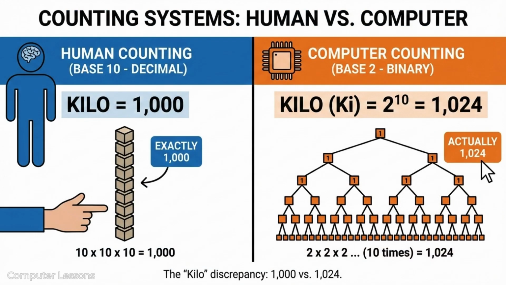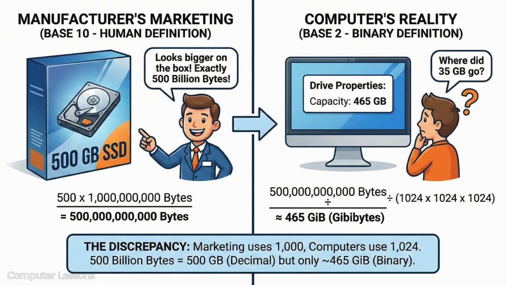Humans count in base 10. For us, kilo means exactly 1,000. But computers count in base 2. For a computer, kilo is actually 2 to the power of 10, which is 1,024. Hard drive manufacturers use the human definition to make the numbers look bigger on the box. They sell you 500 billion bytes and call it 500 gigabytes.